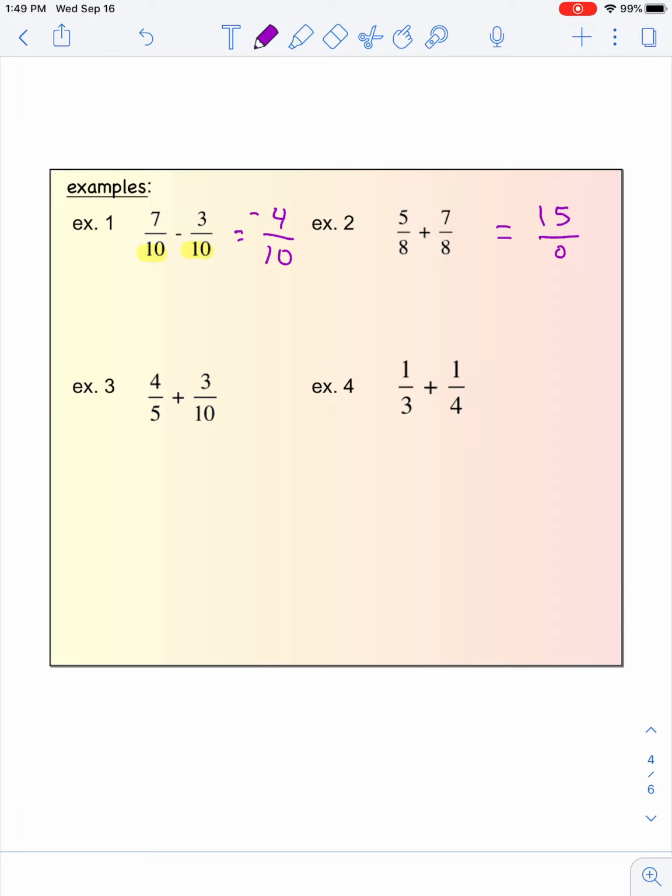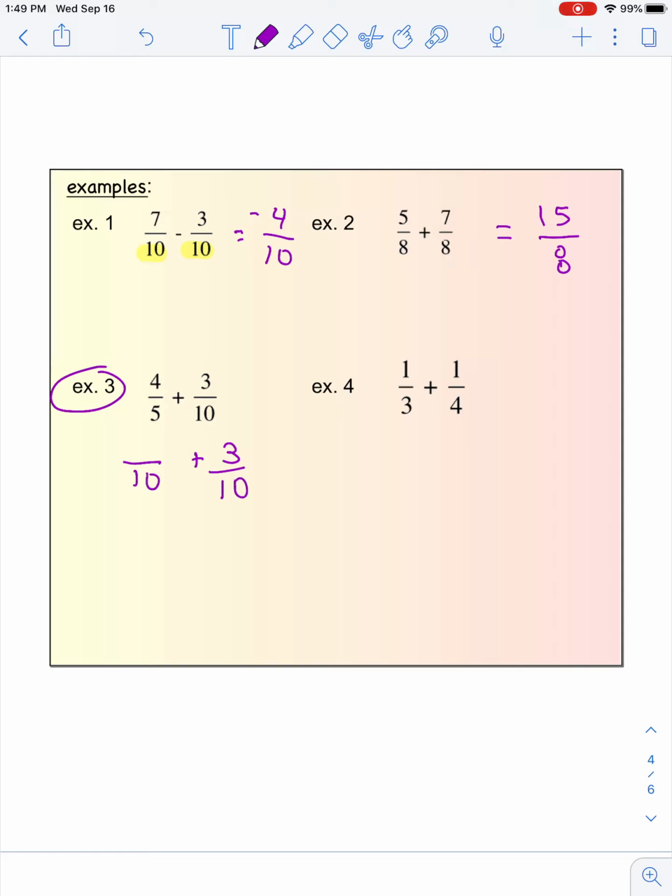Your answer should be 15/8, and that can't be reduced. We could change it into a mixed number, but we don't need to. So let's take a look at what happens if we don't have a common denominator, like in example 3 here. Now we don't have the same number. But if this first fraction was in terms of tenths, then we would have a common denominator.